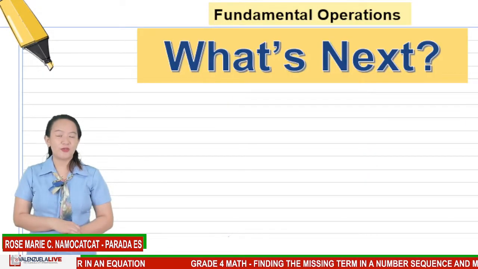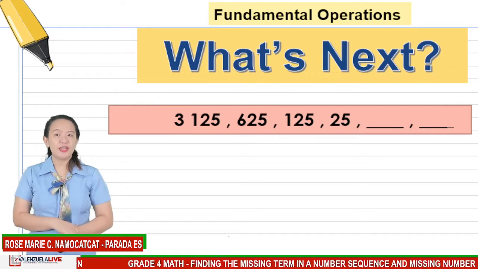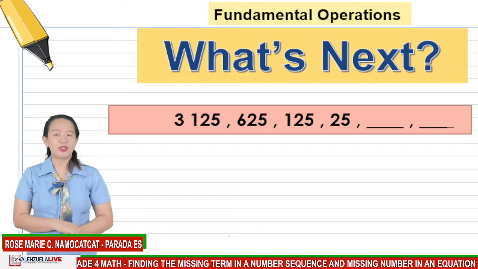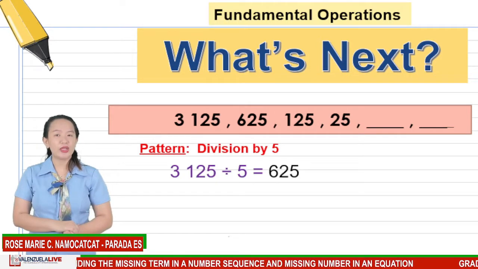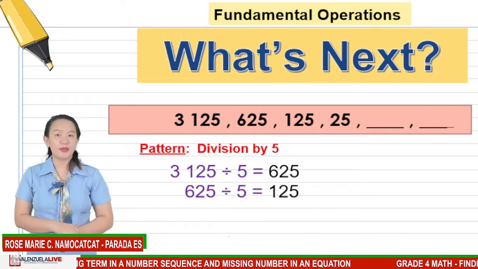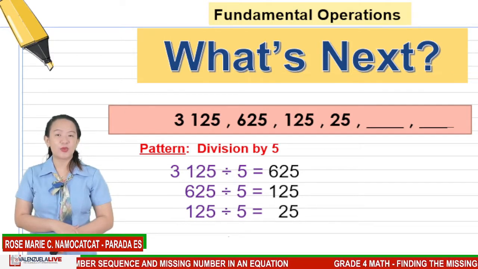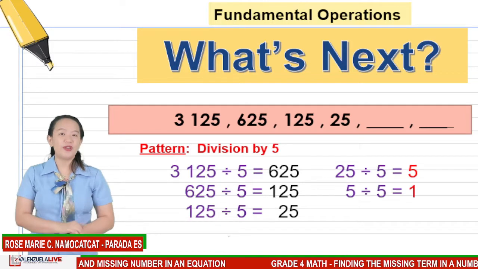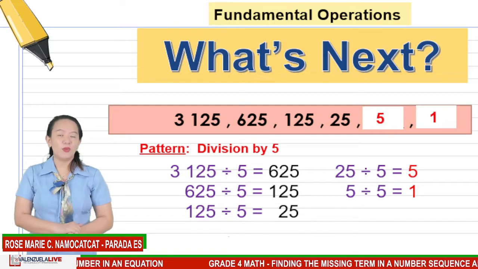Now let's proceed to another fundamental operation. What's next in the pattern? 3,125, 625, 125, 25, and then the 2 missing numbers. Our pattern here is division by 5. 3,125 divided by 5 is equal to 625. 625 divided by 5 is equal to 125. 125 divided by 5 is equal to 25. Now, 25 divided by 5 is equal to 5. And then 5 divided by 5 is equal to 1. So the missing numbers are 5 and 1.